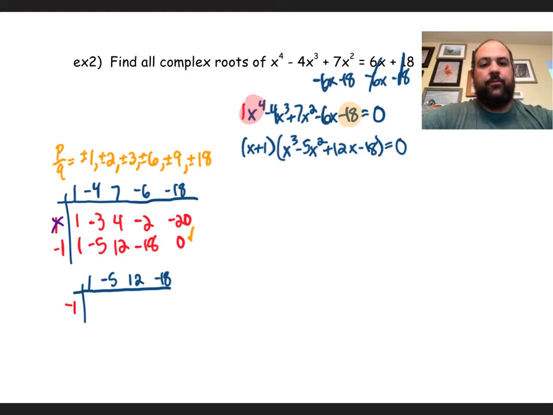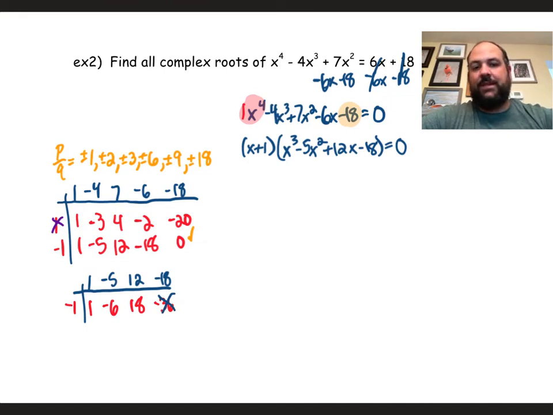So let's go through. Bring down the 1. Negative 1 times 1 is negative 1, plus negative 5 is negative 6. Negative 1 times negative 6 is 6, plus 12 is 18. Negative 1 times 18 is negative 18, plus negative 18. Thought it was going to work, but it didn't. All right.